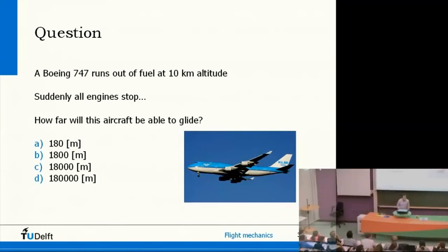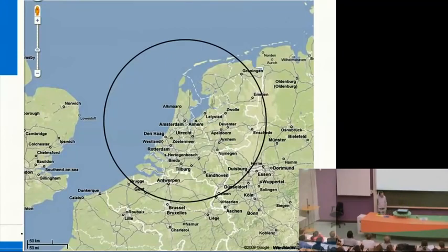Now, of course you want to know what the correct answer is. I've made a picture. This is if this happens above Amsterdam, then that circle, that's 180 kilometers. So answer D. That's what you can reach with this aircraft. So you can even fly almost to Brussels without engines operating.